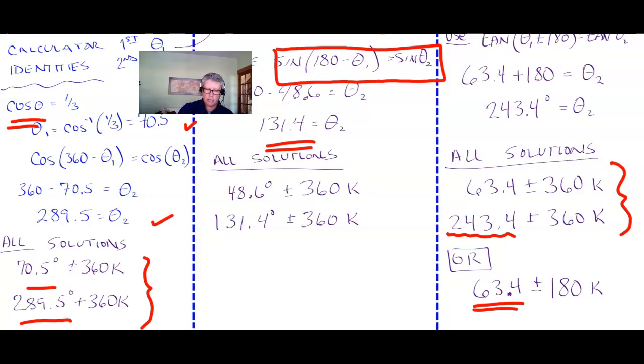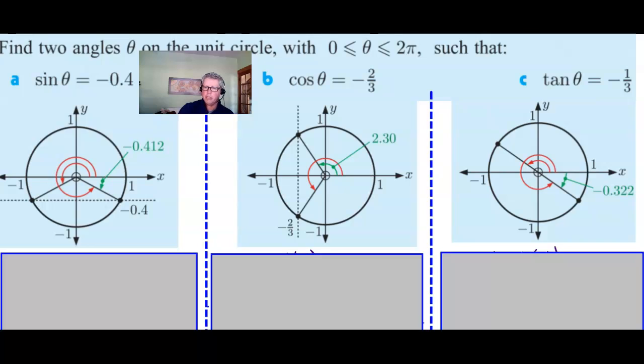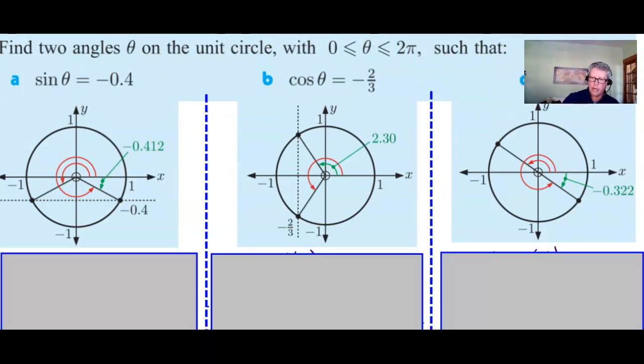All right, let's try another set. Sometimes things don't work out all perfect, right? So what do we do? Let's move this over here for right now. So sine of theta equals negative 0.4. Great. So once again, it's not an angle I know.